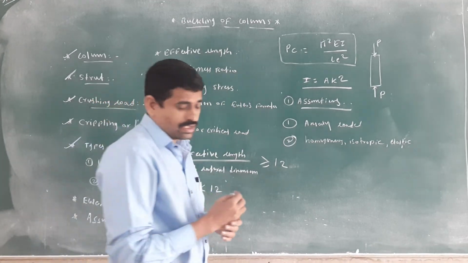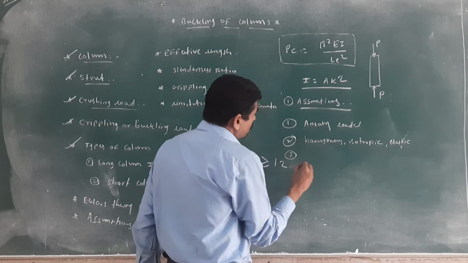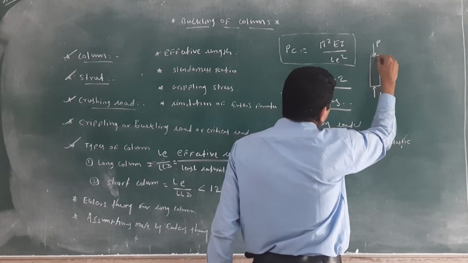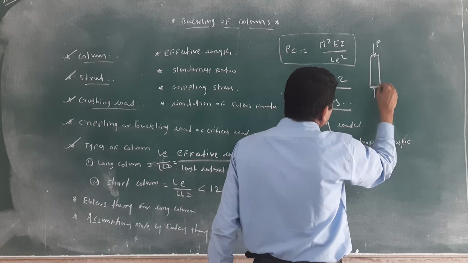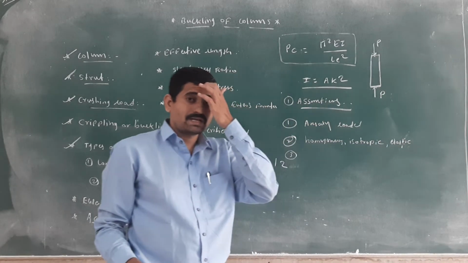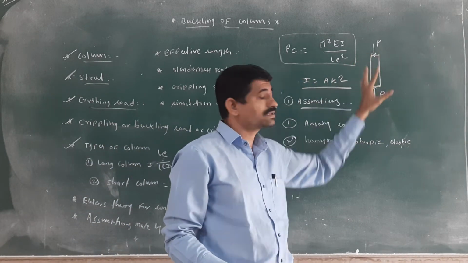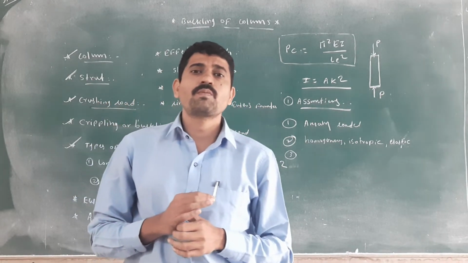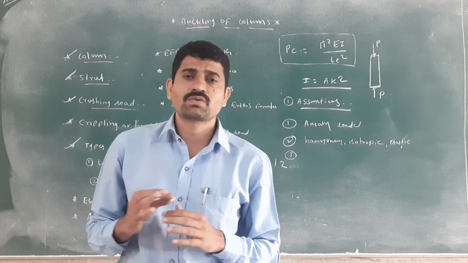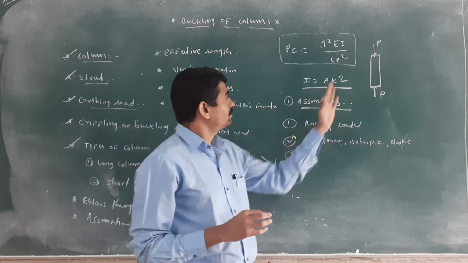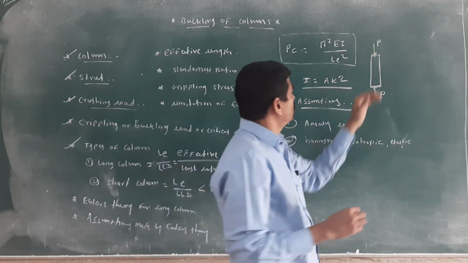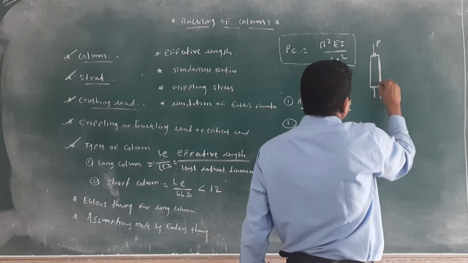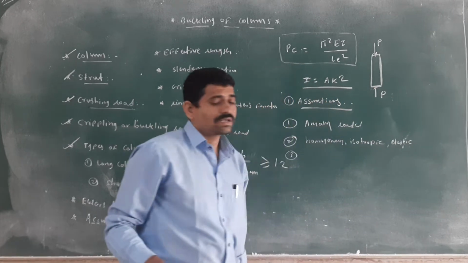Then the third assumption is that the column should be perfectly straight. There is no bend in this column. It is perfectly straight and uniform in cross section throughout the length.